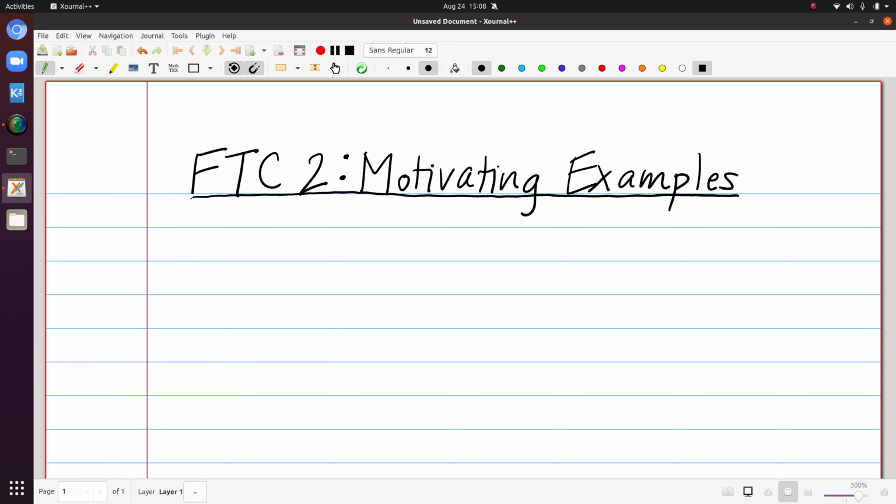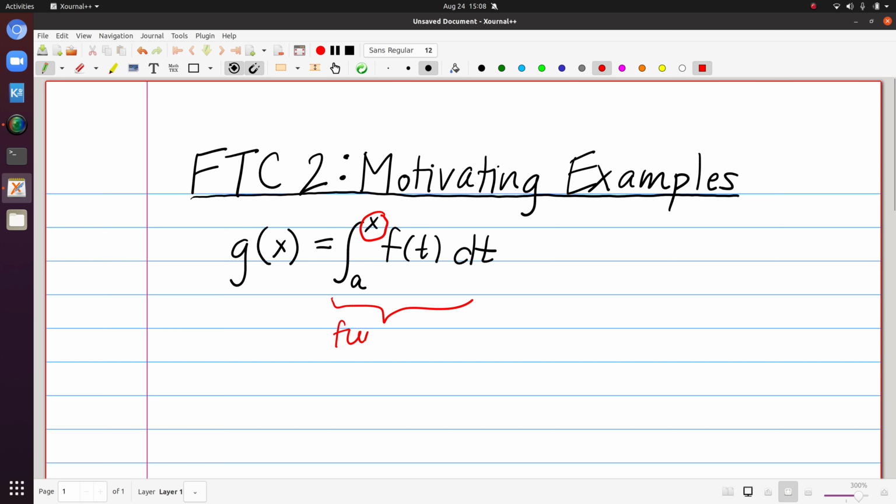There's actually a second part of the fundamental theorem of calculus, and that part involves looking at functions of the form g of x equals the integral from a to x of f of t dt. And one thing I want to point out is the importance of what the variable is here. So this is a function of the upper limit of integration.